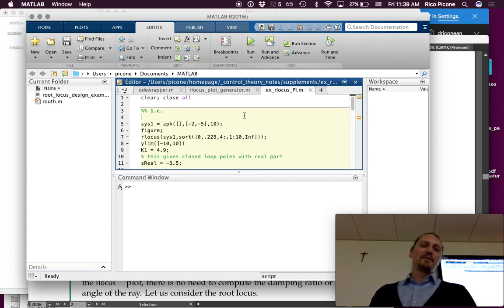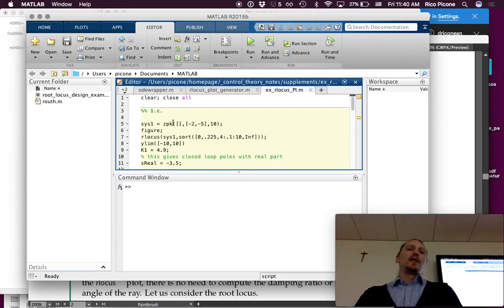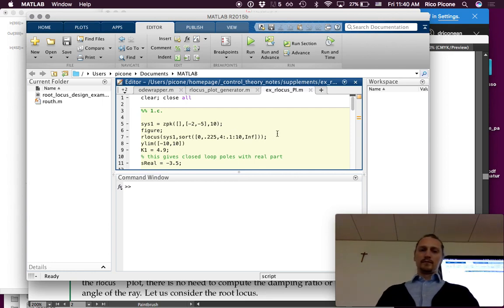All right. Anyway, moving on. So let's do this example in MATLAB. We've got this plant transfer function. We should probably define it. We'll use ZPK because it's already factored out, right? So ZPK, no zeros in the plant transfer function. There are 2 poles at -2 and -5. And then the overall gain factor on this is 10. There it is.